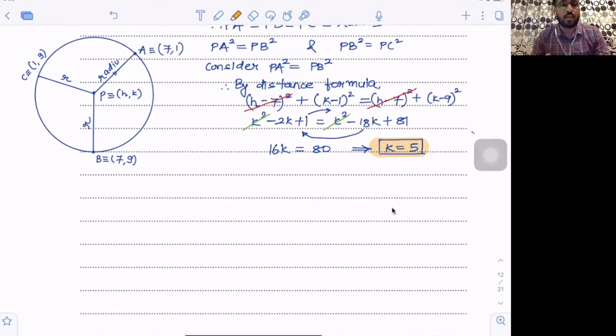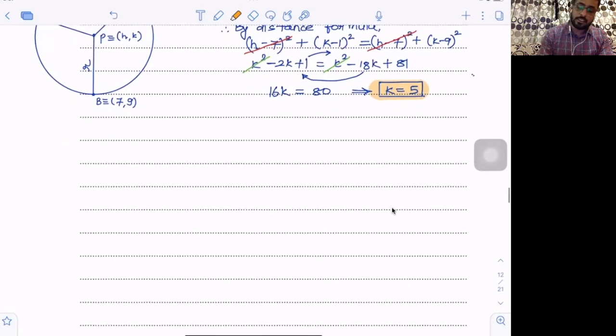Now I want to get the value of h. For that, I'm going to choose PB square and PC square. It does not matter, students, if you take PA, PB and PB, PC, or if you take PA, PB and PA, PC, you will still end up with the same answer. It is as per your convenience which you want to take. Here I selected PA square and PB square because I was able to cancel the (h minus 7) term. Let's select PB and PC, then you can cancel the (k minus 9) term. That's the reason I've taken PB square and PC square.